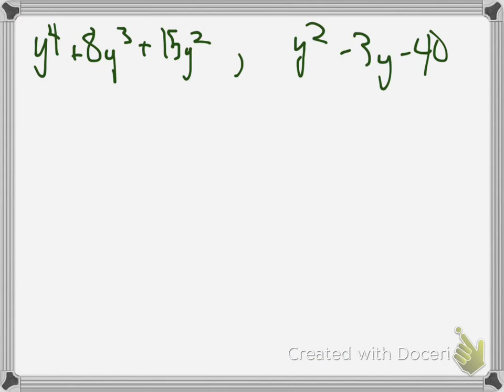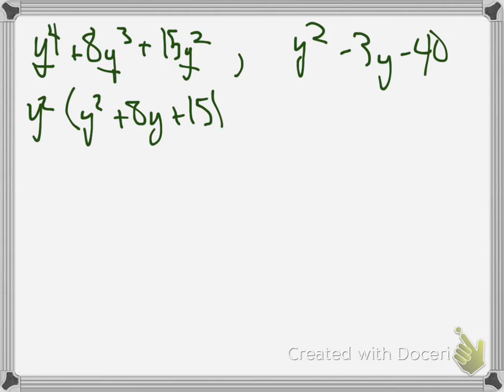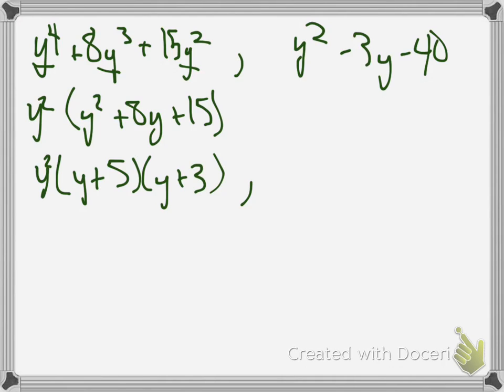Okay, in this example we have y to the fourth plus 8y cubed plus 15y squared. You can see in each one of these we have a y that we can take out. We go with that lowest exponent, y squared. That leaves me with y squared plus 8y plus 15, because if I take 2 from 4, I get left with 2. Now this is a quadratic that we can factor: y plus, two numbers that multiply to give you 15 and add up to 8, 5 and 3, and now that one's completely factored. Then we go to the other one, y squared minus 3y minus 40.